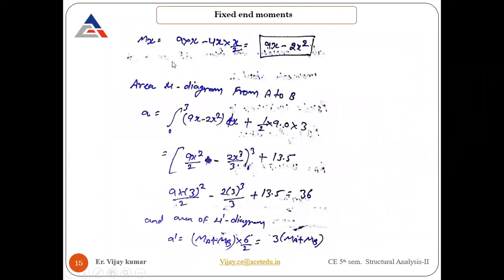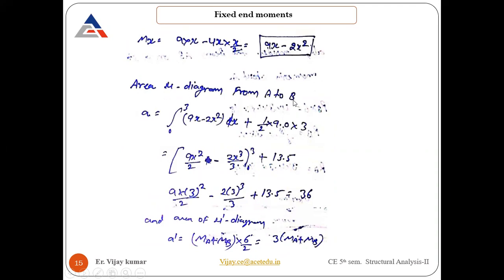Mx, which is nothing but the reaction, we know that is 9 into X, that is RA into the distance X, that is the segment we are considering, minus 4, that is the UDL into X, where it will act at the centroid X by 2. So that is the value, the moment is coming out to be 9x minus 2x square. This is the value. Fine.